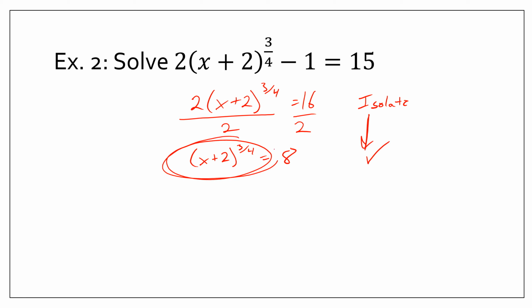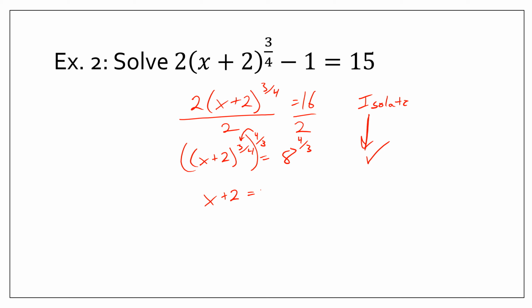This is the only exponent on this side. There's nothing else like a coefficient or an added or subtracted term at the end. So I'm good. We're going to raise both sides to the 4/3 because we know that the rule is exponents multiply, and since these are reciprocals, they cancel. So I have x plus 2 because the 3/4 canceled, but of course I need to do the same thing to the other side. So what's 8 to the 4/3?